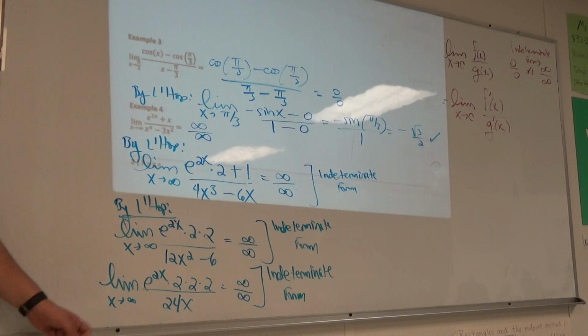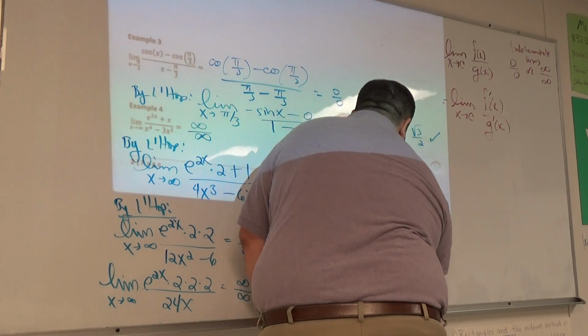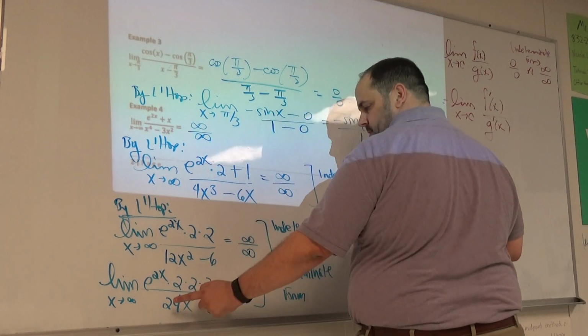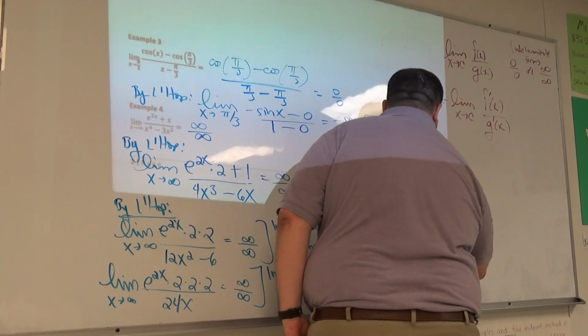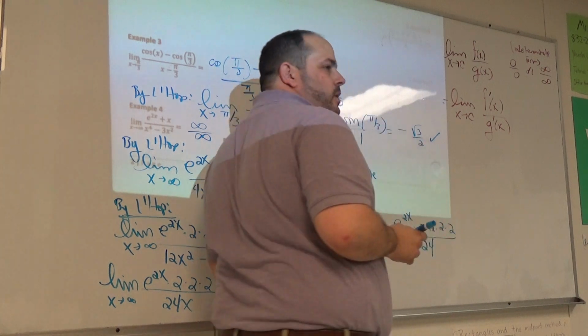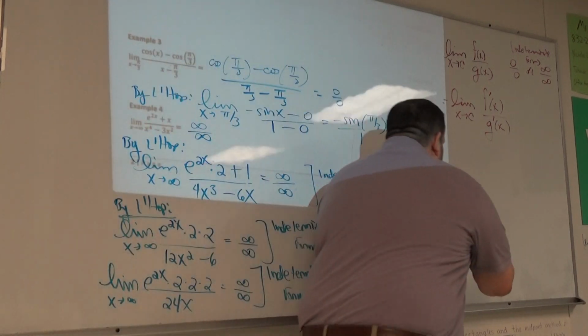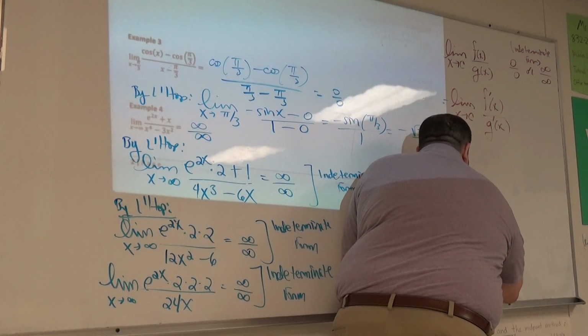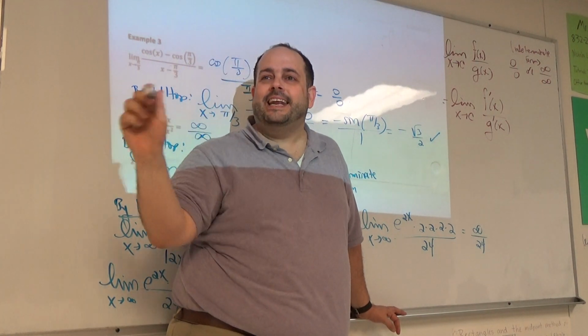Take the derivative again. So you've got the limit as x approaches infinity, e to the 2x times 2 times 2 times 2 times 2 over 24. Take the limit as x approaches infinity. You've got infinity over 24. That's infinity, which is not an indeterminate form.